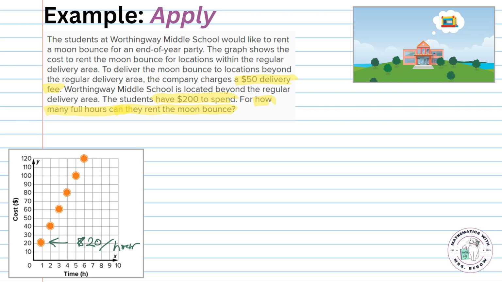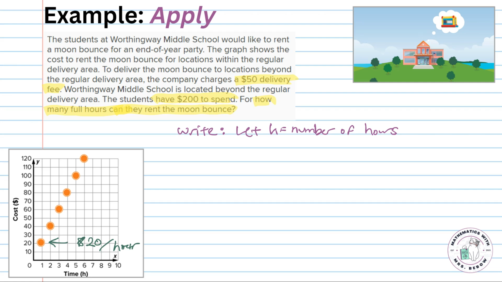So that's going to be our first step, is to actually write out the equation. So let's write the equation. And to start off, let's define a variable. Let h equal the number of hours, because as I have highlighted up there, for how many full hours can they rent the moon bounce? That is what we're trying to solve for, so that is what my variable should be. So let h equal the number of hours.